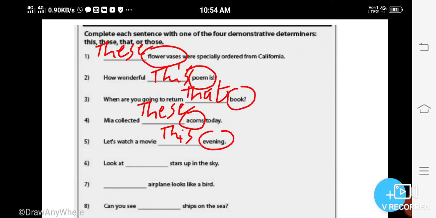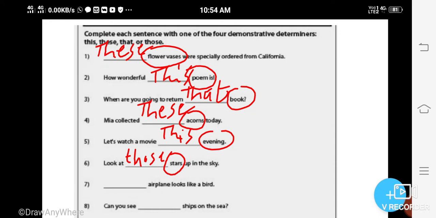Look at dash stars up in the sky. Look at those stars up in the sky, because the stars are very far away from the speaker and also stars are in the plural form. So we are using those.